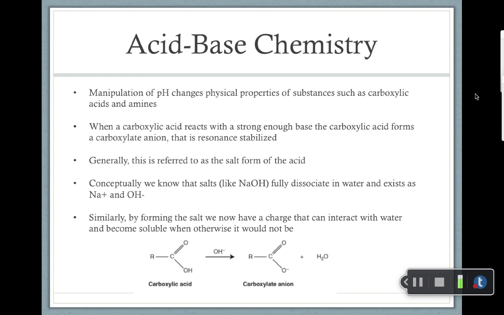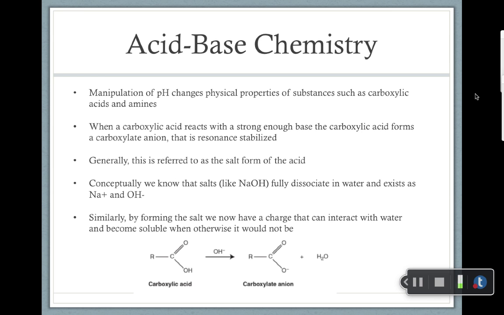So just some of the background behind why this is so important. In organic chemistry, we can change the pH of certain functional groups like carboxylic acids and amines. When we do this, it actually changes the solubility. So in this week's lab, we have a carboxylic acid that will react with base to form a carboxylate anion, which is stabilized by resonance. When we do this, it's generally known as the salt form of the acid.